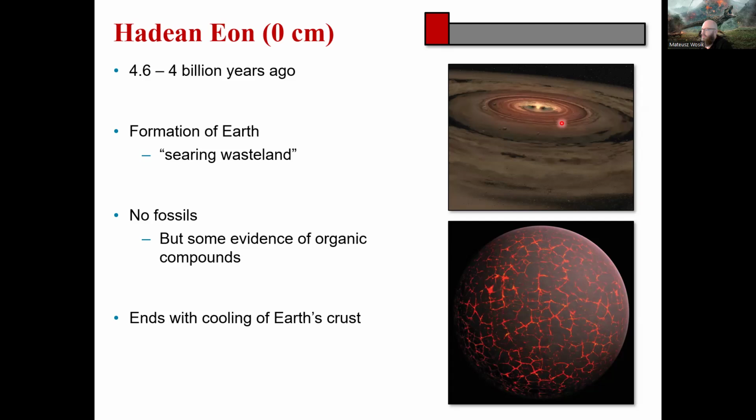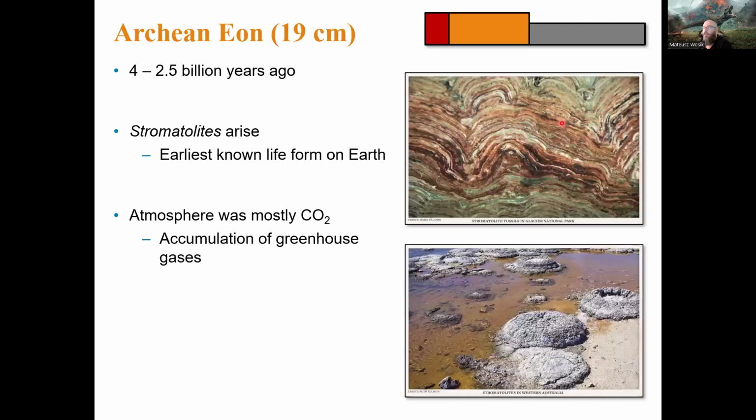Really hot, just molten rock all over the place. Nothing can survive that type of surface temperature, and at that point, we also didn't have an atmosphere at all. So we don't have any fossils of this. The only thing we have is maybe some organic compounds preserved from this time frame, but we don't have much. That ends with the Earth's crust beginning to cool. That makes the surface of the planet perhaps habitable to some very primordial and basic organisms.